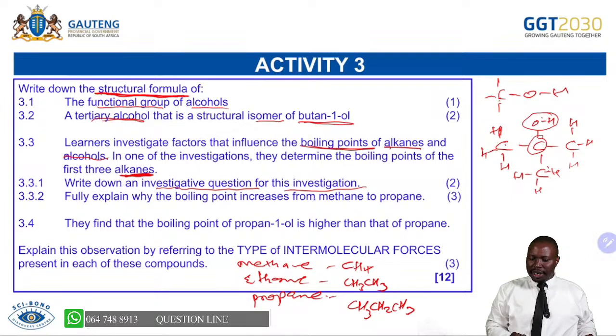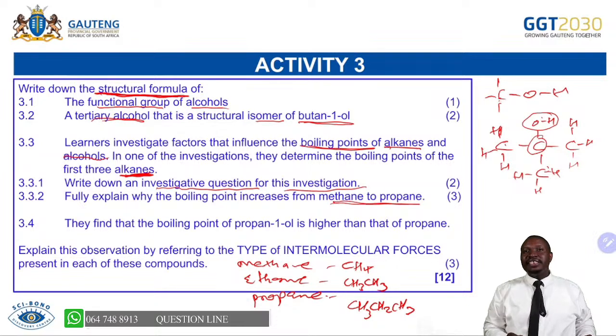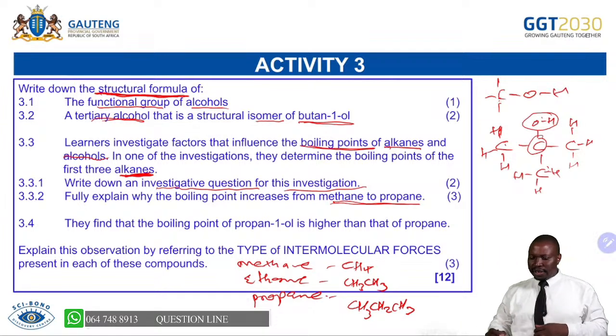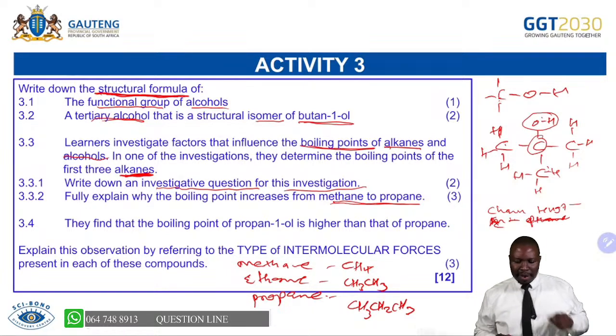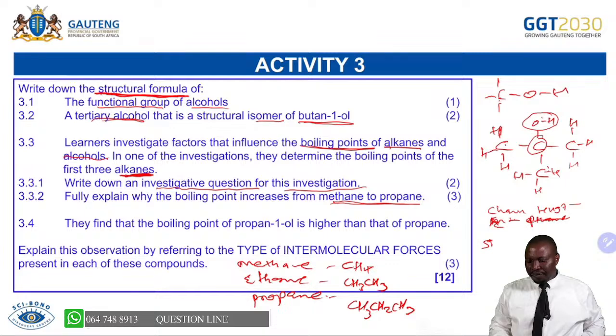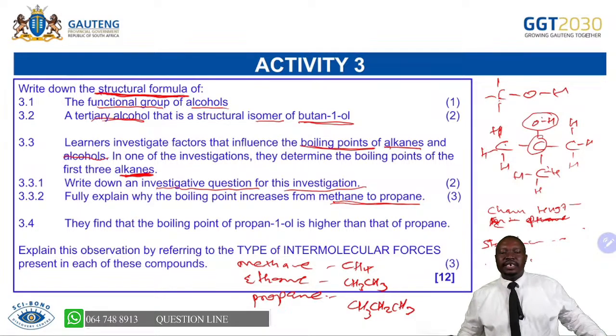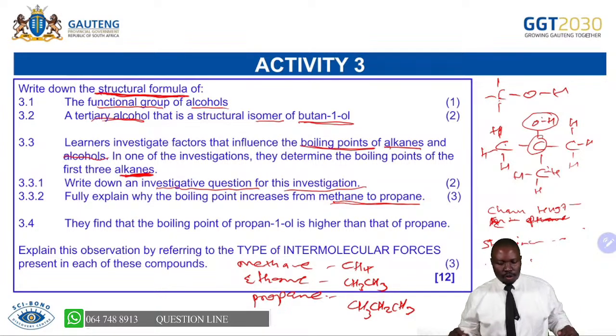Fully explain why the boiling point increases from methane to ethane. 3 marks. You are dicing it again here. So you are saying, what is the difference? The difference is the chain length. Chain length increases from methane to ethane to propane. So from ethane to propane, the chain length is increasing. And as the chain length increases, the strength of intermolecular force is increasing. As the strength of intermolecular force is increasing, more energy will be required to overcome the intermolecular force. You see, it becomes easier now for you to answer that question.